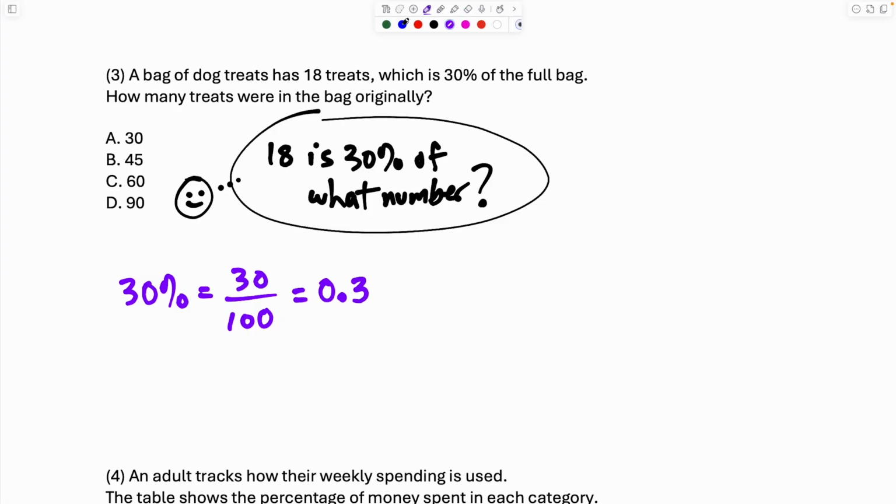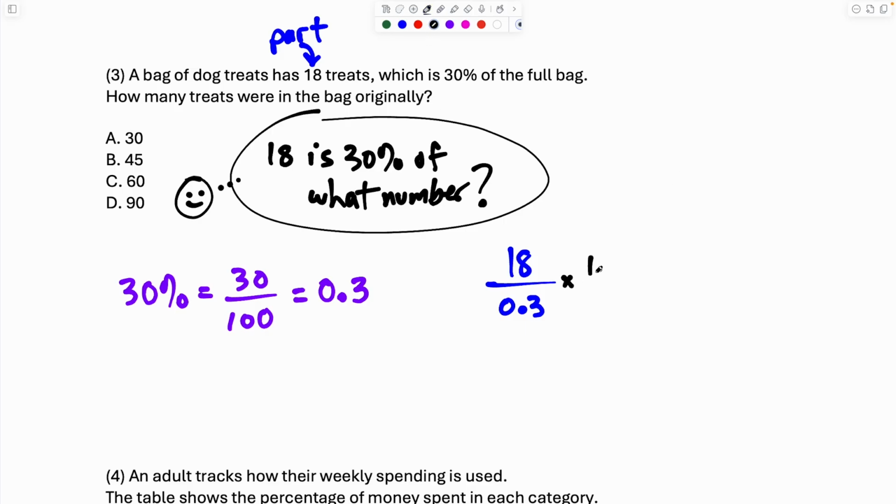And now what we do is we take the part. Here, the 18 represents the part, and we're looking for the original amount. So we take 18 and we divide it by 0.3. Now, if this math is tricky to do in your head, and the decimal is a little annoying to work with, you could use that long division strategy from before.